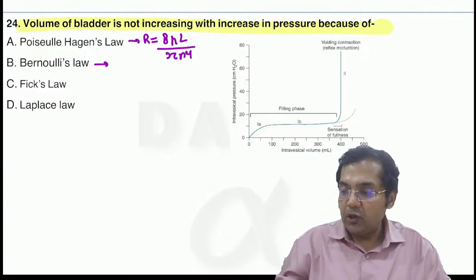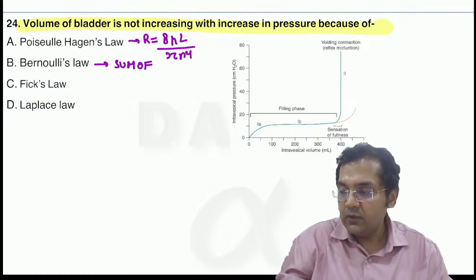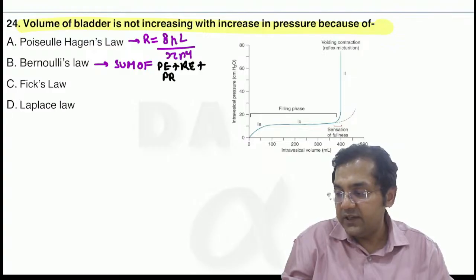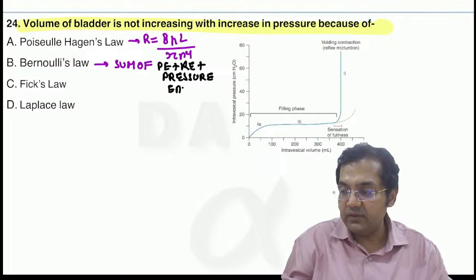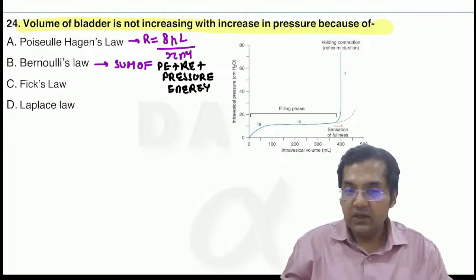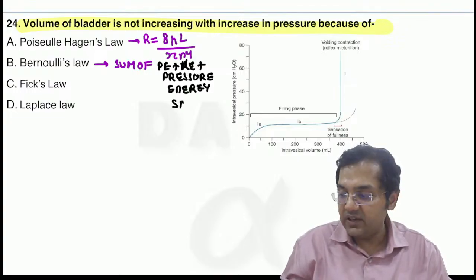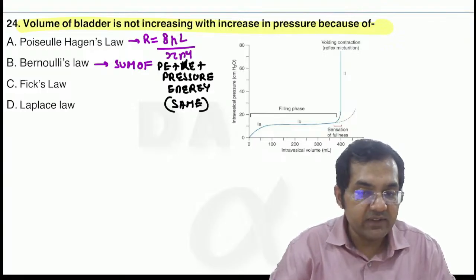Bernoulli's law simply states that sum of potential energy plus kinetic energy plus pressure energy is always constant. This is also not the answer, right? Potential energy plus kinetic energy plus pressure energy is always the same, constant. Energy can neither be created nor destroyed.